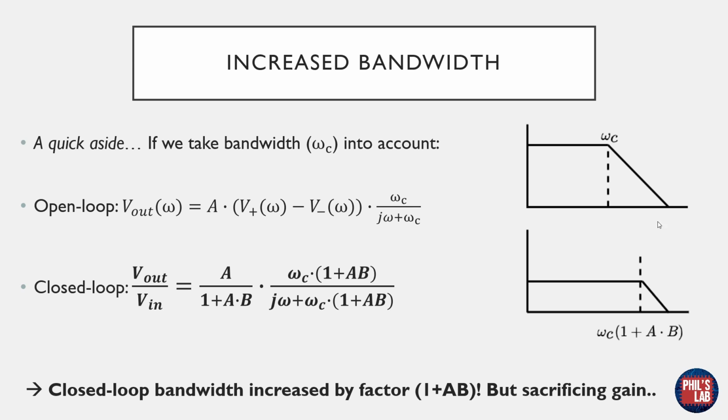This is illustrated on the right here. This is our open-loop bandwidth. We have very high gain with a certain cutoff frequency, and once we apply negative feedback, we are sacrificing gain. So you can see our straight line moves down, but we have increased the cutoff frequency by moving along this slope to omega c times 1 plus AB. So this is pretty cool. But this illustrates the sacrifice between gain and bandwidth.